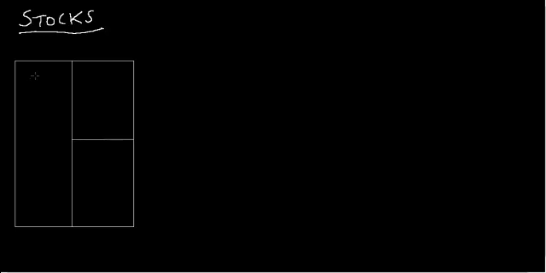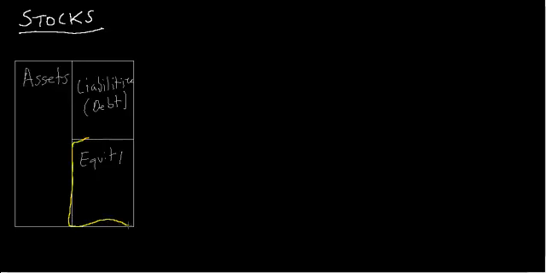But with a balance sheet, you have assets of a company here. You have liabilities here. Another word for liabilities might be debt. And then down here you have equity. Now, when we're talking about stocks, we are talking about this part of the balance sheet, the equity piece. So when you buy a stock of a company, you're buying a part of its equity.